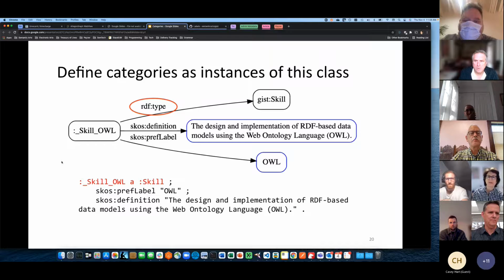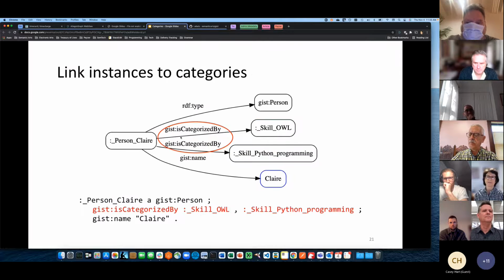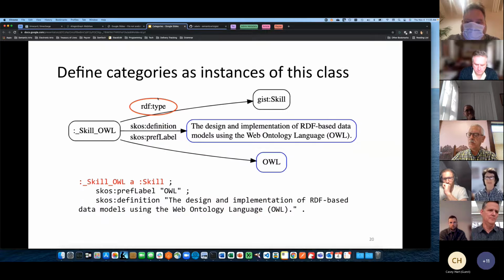So then we're going to define categories as instances of this class. So I'm defining a particular category, OWL, that's the skill of knowing OWL or doing OWL. Sorry, that was not just skill, that's just skill in an unknown namespace. I have to fix that. And so I can give it a definition and pref label as usual. But you note it does not have any formal semantic structure.